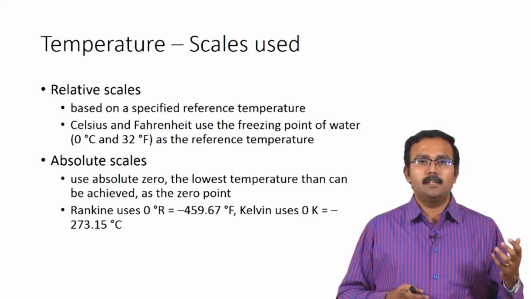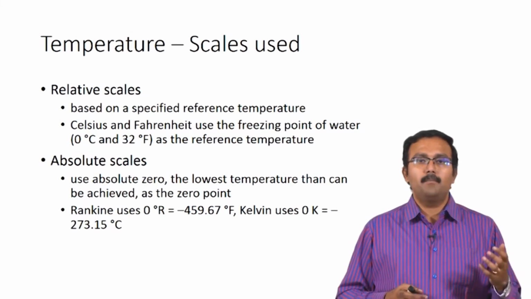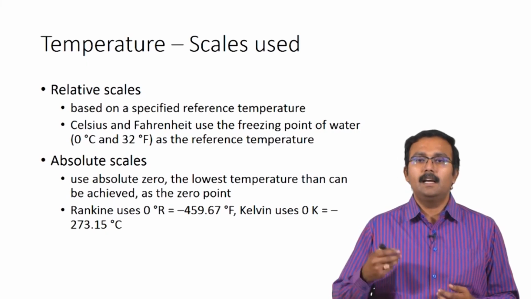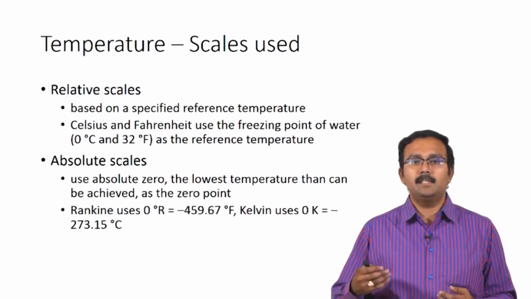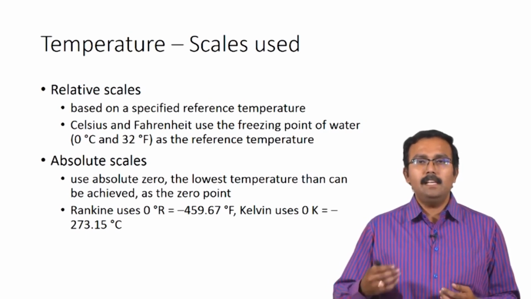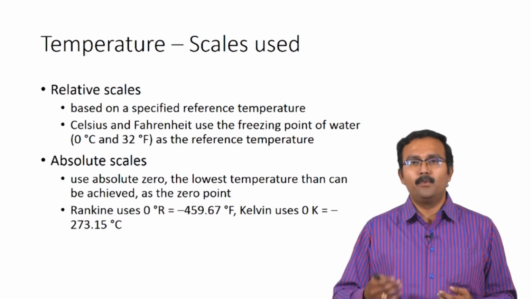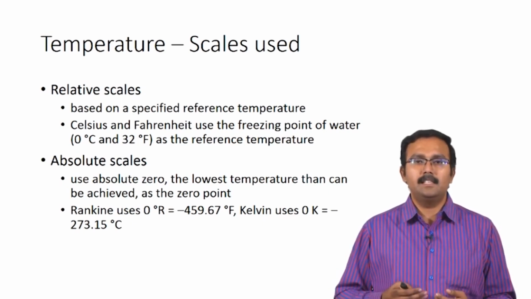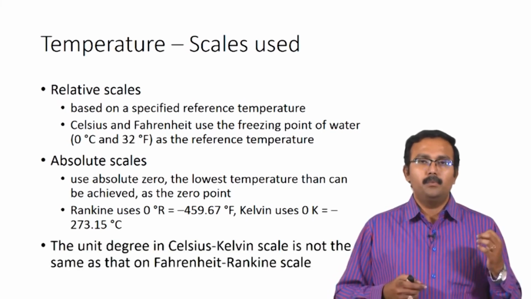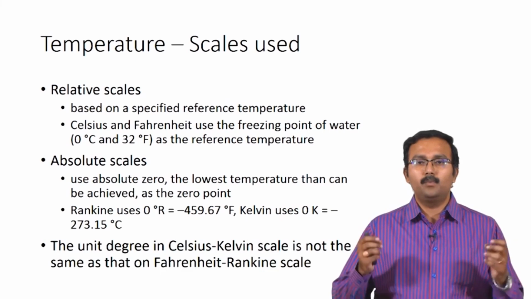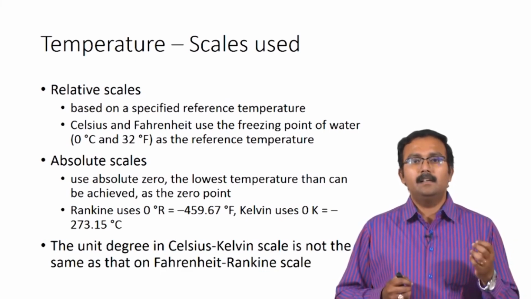Degree Rankine uses 0 degree Rankine, which is minus 459.67 degree Fahrenheit, and Kelvin uses 0 Kelvin, which is minus 273.15 degree Celsius. For ease of use, these two values are rounded off to minus 460 degree Fahrenheit and minus 273 degree Celsius while performing conversions.